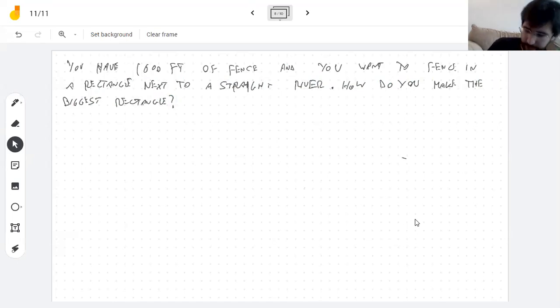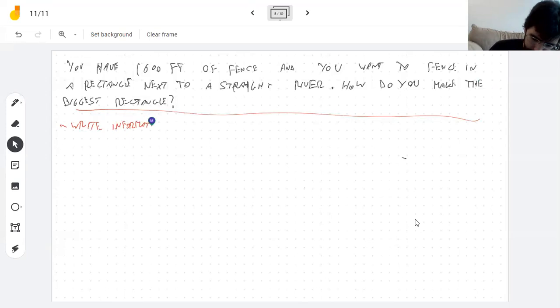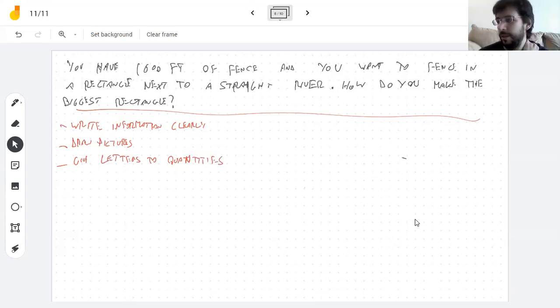So basically, for all word problems, the strategies are the same. And maybe this is a result of there being no general strategy, but generally: write the information you're given clearly. Draw pictures if there's anything that can be drawn. Give letters to quantities. Generally, the more organized you can be writing the information, the more obvious the solution is going to be when you look at what you've written.